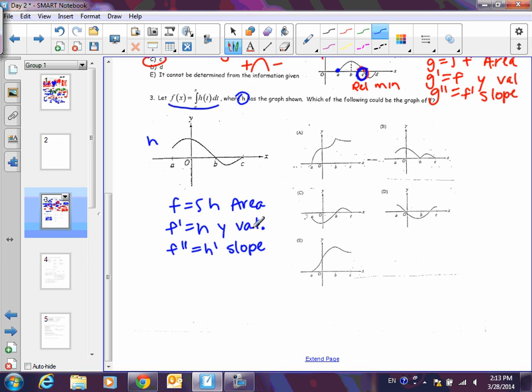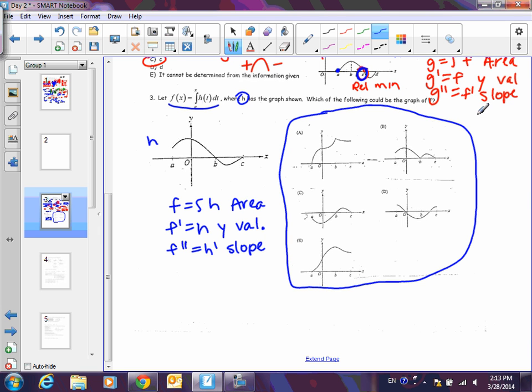So it doesn't help us here because what I could do, you could do this problem by doing all these different areas, creating a table of values, and then seeing which of these graphs matches that table of values, but that would be so much work. That would be ridiculous. I mean, what they're really asking you is which of these is F, right? And so these are all candidates for F. So F prime should be H.